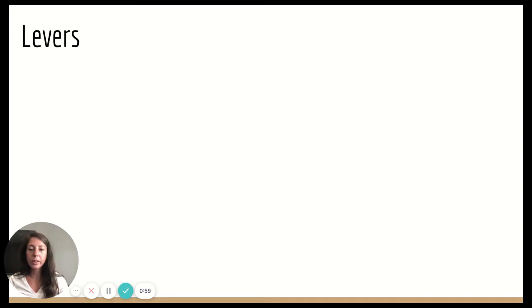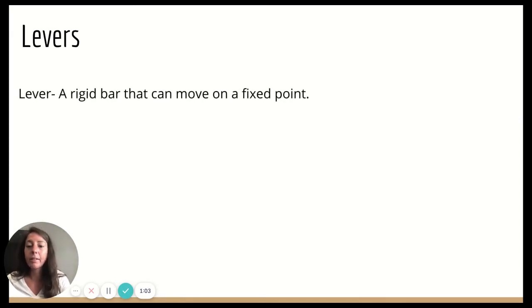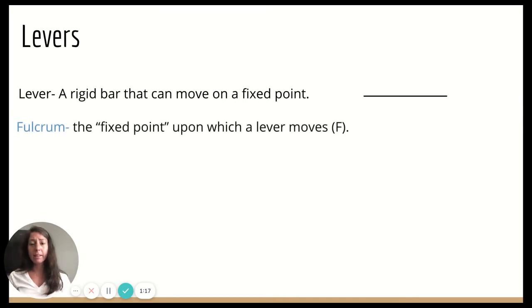So first, we're just going to look at levers in general. What do they consist of? A lever itself is just a rigid bar that can move on a fixed point. I would recommend adding these little drawings in. So that's our lever right there, just a flat bar or a bar of some sort that can move on a fixed point.